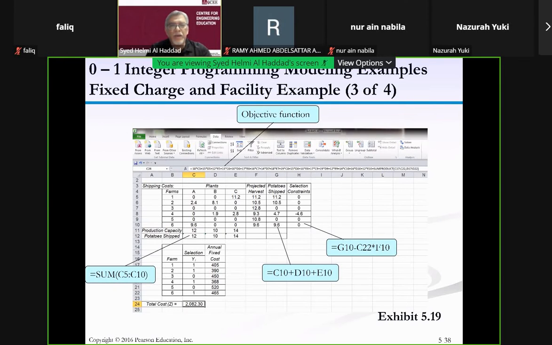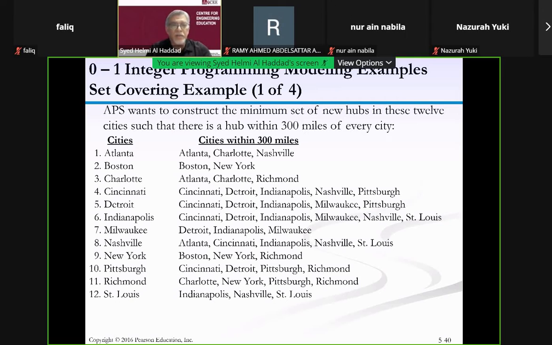All right. I asked you to try not to use the computer and see whether you know how to use the software to solve this problem. All right. Next is the problem where you want to find which cities you are going to have a new hub. There are 12 cities here. Atlanta, Boston, Charlotte, Cincinnati, Detroit, Indianapolis, Milwaukee, Nashville, New York, Pittsburgh, Richmond, and St. Louis. So you have 12 cities, and you need to select which cities to be selected.